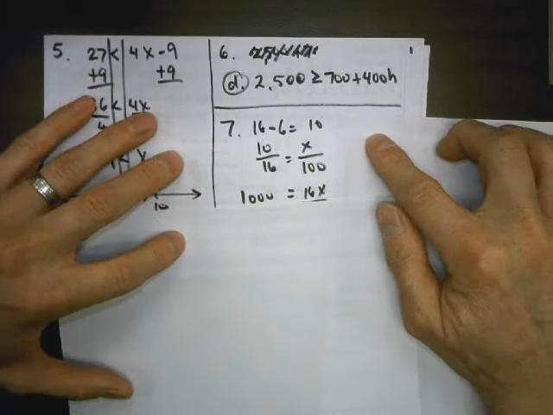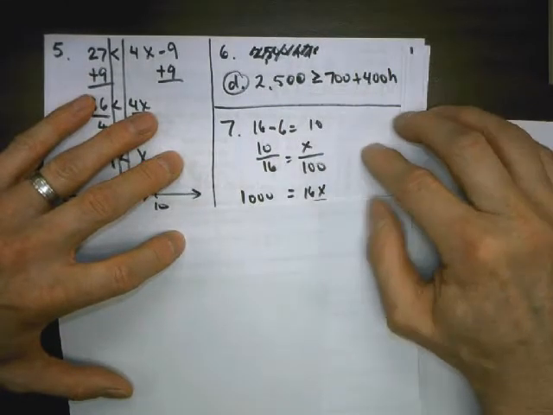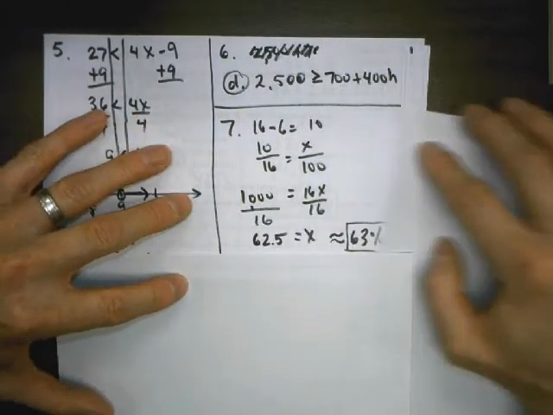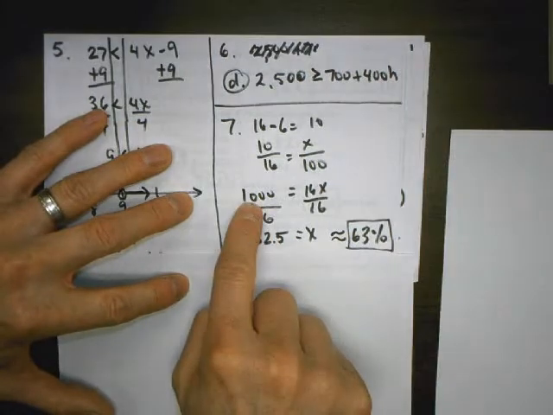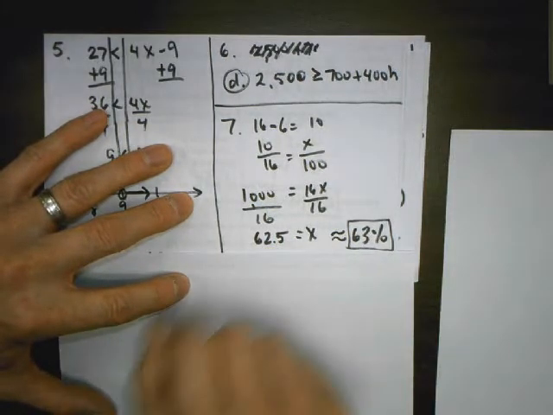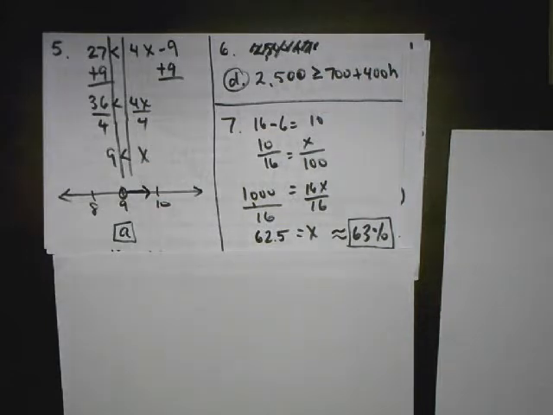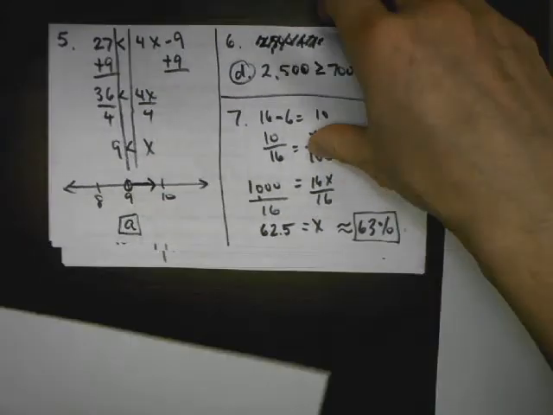We cross multiply. 10 times 100 is 1,000. Divide by 16. Make sure you go in and out. Do that off to the side. You should get 62.5. And it says you round to the nearest percent, so that's why it's 63%.